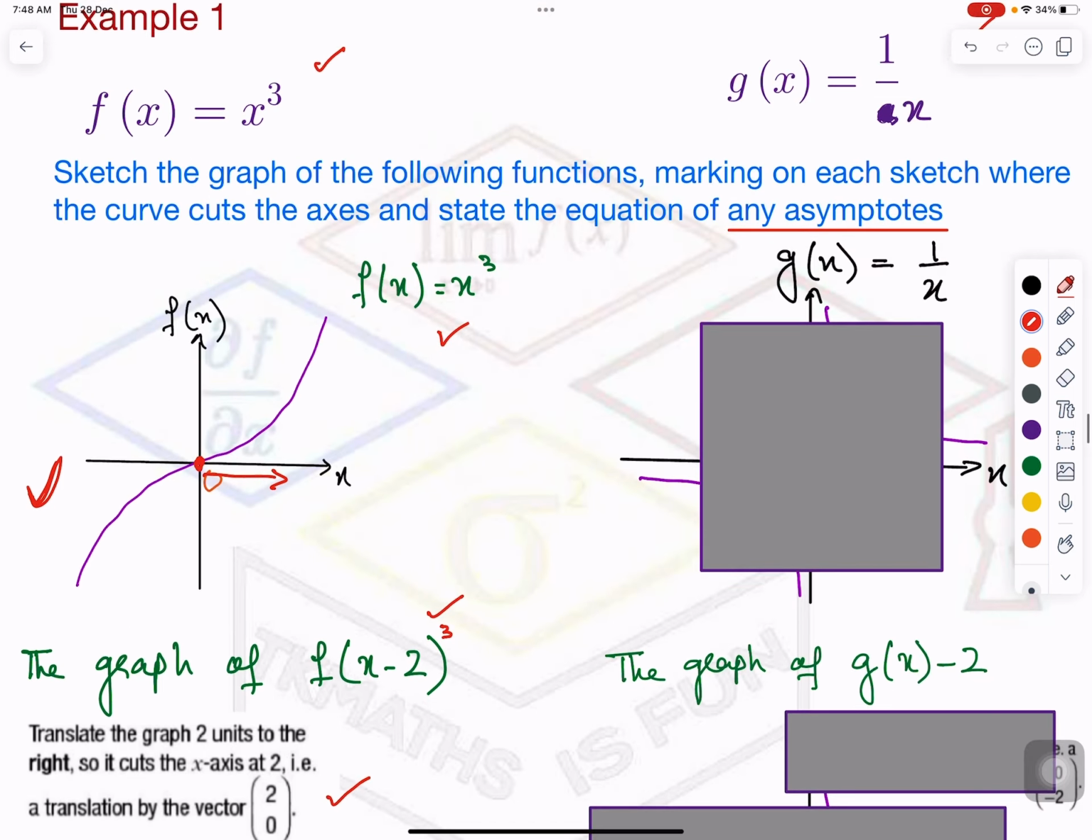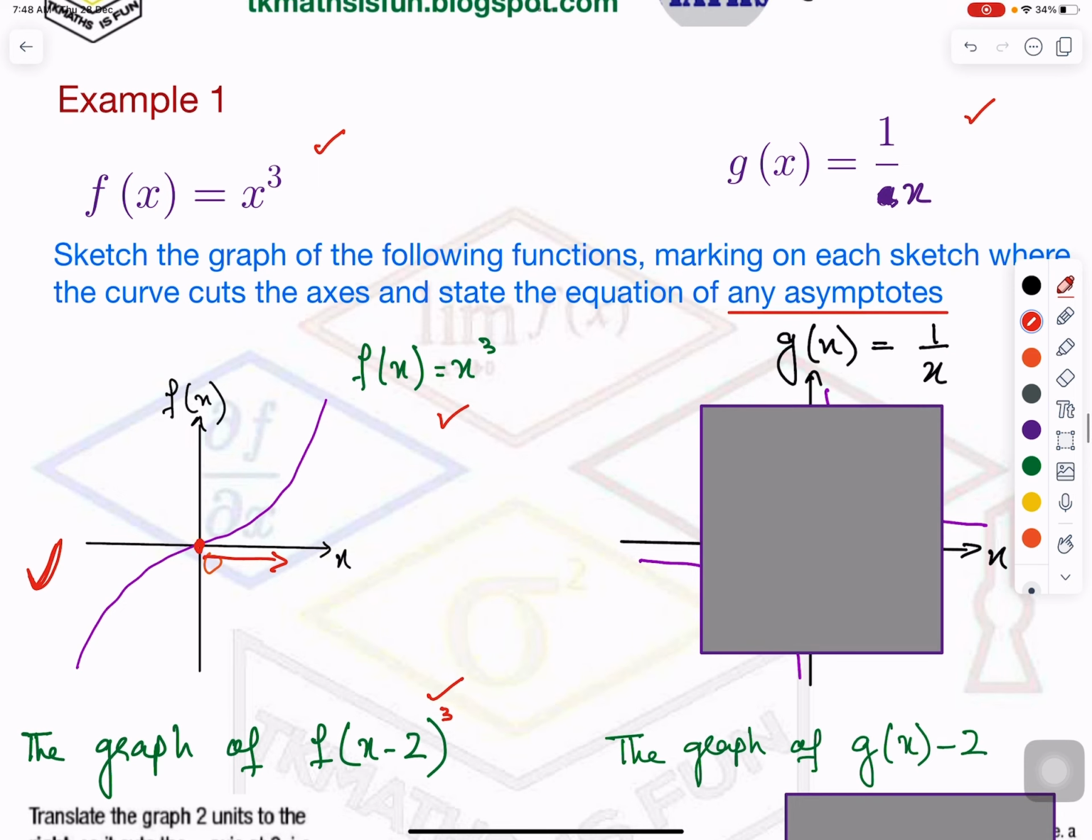Let's see the second example. g of x equals 1 over x. Now these basic graphs you should know. In O level you have learned 6 types of sketches, right? So you can see the video of that also. I have given the link below in the description if you don't remember. So at AS level or A level, it is understood that these are prerequisites.